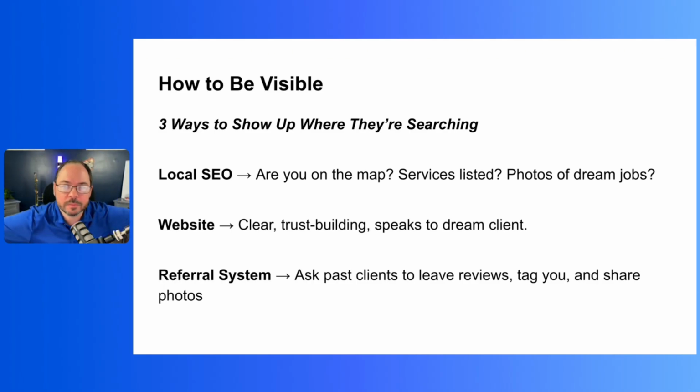Local SEO. Are you on the map, the Google Map pack? Are your services listed? Do you have photos of your dream jobs? You've got to have social proof. You can't say, we do luxury homes, and then every project you show is for a medium to small household income. You can't do that. You'd be like, oh, tiny house, but we do luxury homes. But here's all the tiny house projects we've done. You've got to show projects that match the house of the customer you do. And that needs to be put on your Google Business profile and on your website.